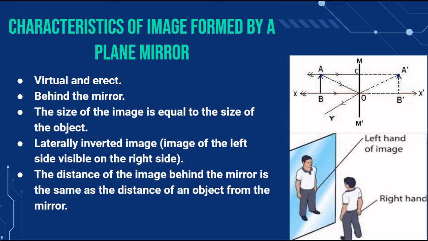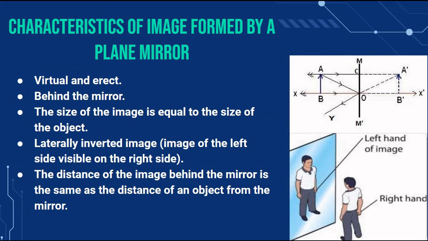The first characteristic is that the image formed by a plane mirror is virtual and erect. You might know that images are of two types, real and virtual. If you don't remember them, I will leave a link in the description so that you can check it out. The second characteristic is that the image is formed behind the mirror. The third characteristic is that the size of the image is always equal to the size of the object. That means if you stand in front of a mirror, the image formed always has the same height as you, unless it's a magical mirror.